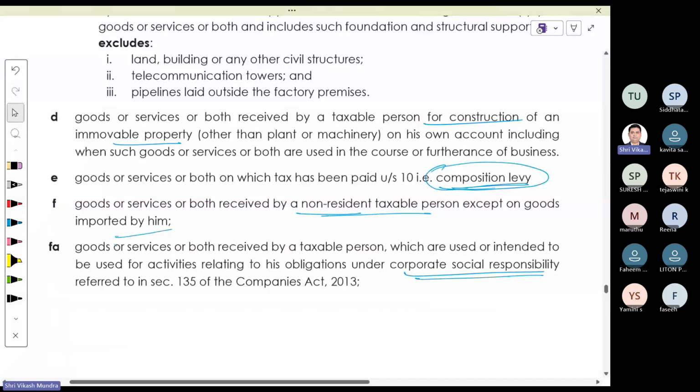Composition levy we will discuss afterward. If you are a taxable person covered under composition levy, ITC is not available to you. If I am a non-resident taxable person, ITC is not available to me unless and until it is related to goods imported by me. That means for the goods imported by me, ITC is available to a non-resident taxable person. Apart from that, no ITC will be available to a non-resident taxable person.